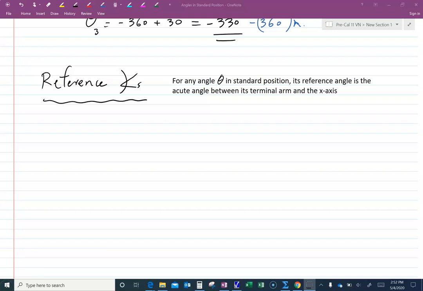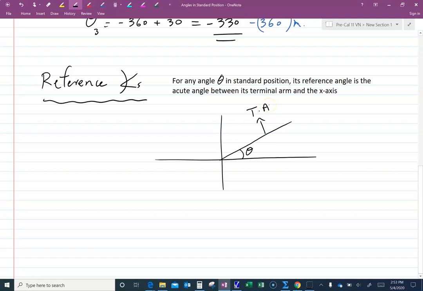The last one that is very important is called the reference angle. And here's the definition: if you have any angle that is drawn in a standard position, let's suppose we have this angle right here, call it theta, the reference angle is the angle between the terminal arm, so this is your terminal arm, TA, and the x-axis. That's your x-axis, this is your x, this is your y. And the angle is the angle in between. Now, it says acute angle, and it is always an acute angle.